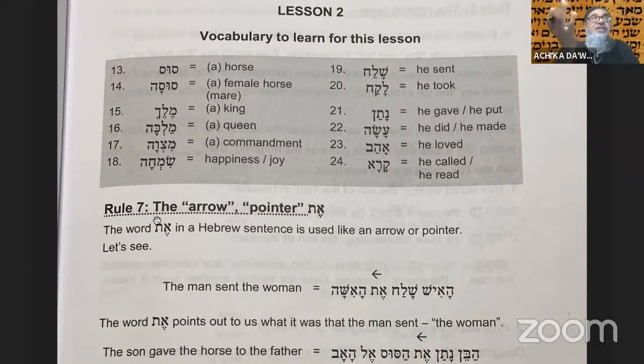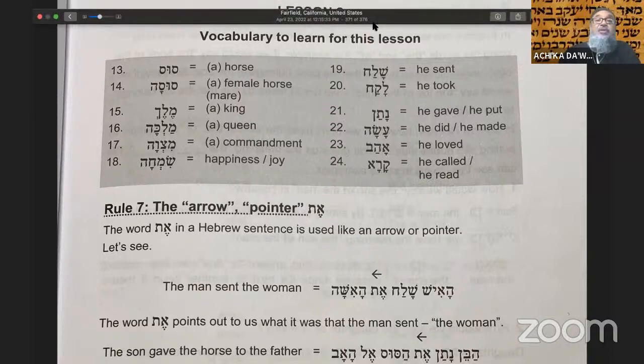Once you learn sus, you can put the al, it's a susa, it's a female. Once you learn melech, and you go to malakat, it's feminine. Mitzvah, the commandment, the simcha, the shalak and lakak, the lakwak and the nathan, the asa, the ahav. Every word that we just learned is in our vocabulary.